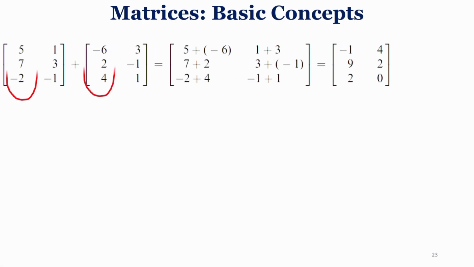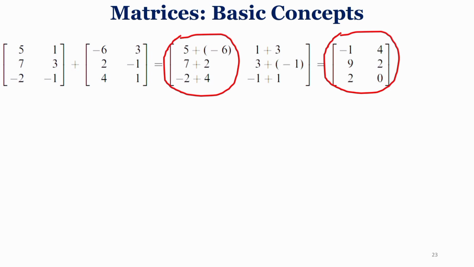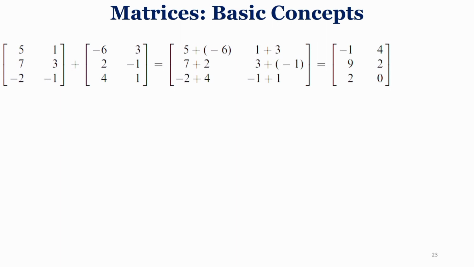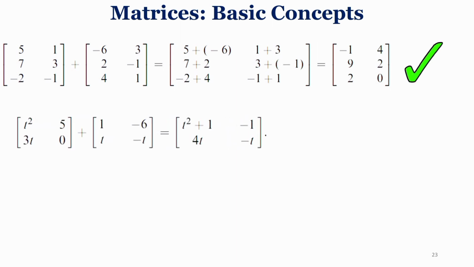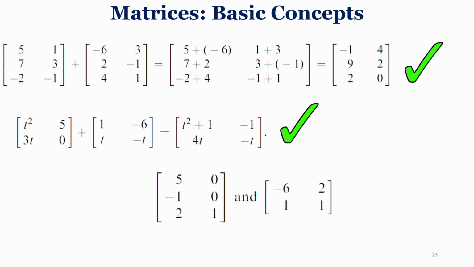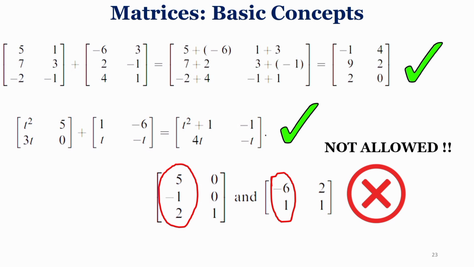So here you see we have 3, 3, so it adds up. This is okay. Here also you can see that these things add up. This is also okay, so we can put a green tick mark against it. Here also you will see this 2, 2 adds up and we put a green tick mark. But here you will see this one and this one. This is actually not allowed. So this is important: we cannot add up matrices which have different orders, and we know what an order is.